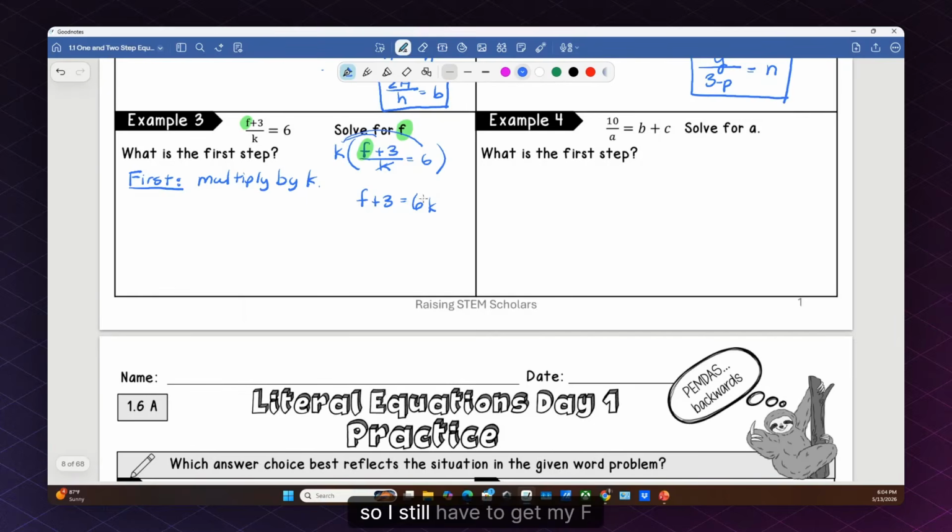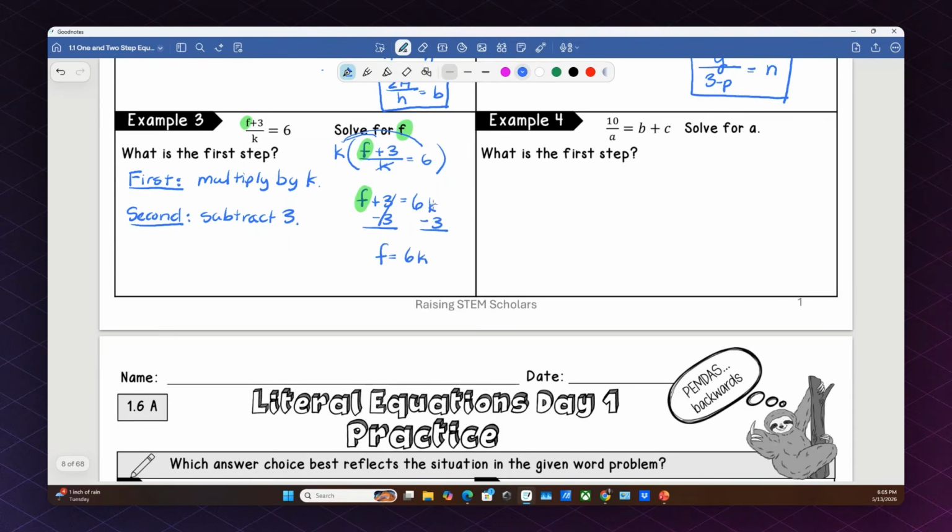Okay, so I still have to get my f by itself. This is still what I'm trying to work on. And so now I see it's plus 3. So my second step is I'm going to subtract 3. Okay, so I get f equals 6k. That 6 and k are touching. We cannot combine them with this minus 3. We cannot simplify that down anymore. So it's just f equals 6k minus 3.